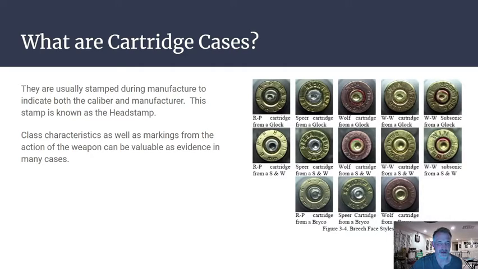And these class characteristics, as well as markings from the action of the weapon, can be valuable. Sometimes these markings, and you can see here on each of these, you see this indentation. That's where the firing pin was striking this particular ammo. And every once in a while, you might get something that could be an individual characteristic, again, on that firing pin mechanism, or even the ejection portal can leave markings on the side of the cartridge case as well. That could be individualized, or at least give us an idea if it came from a particular weapon.